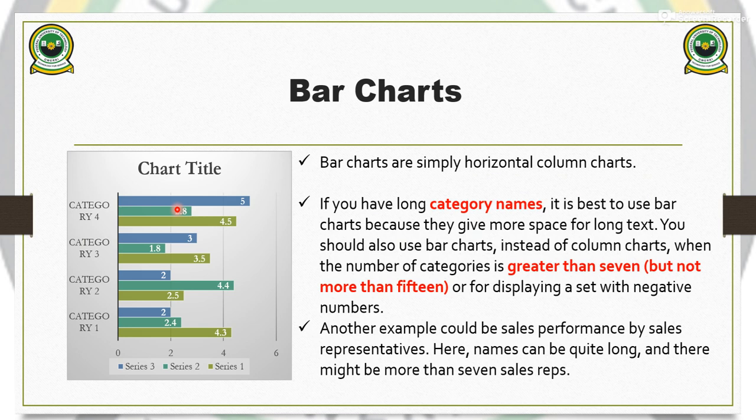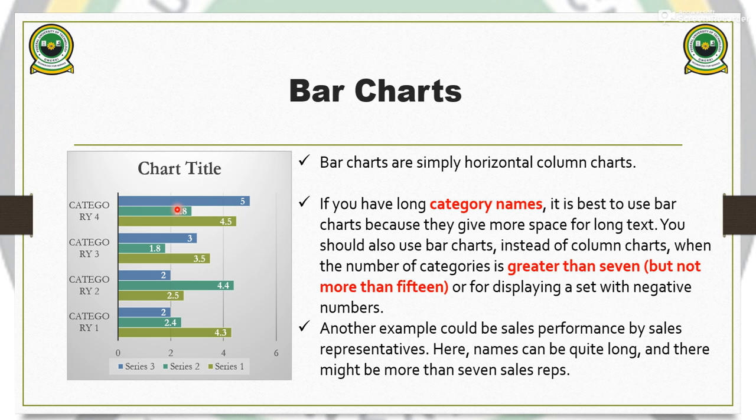Next are the bar charts, and bar charts are simply horizontal column charts. That's one of the differences between bar charts and column charts. If you have long category names, it is best to use bar charts because they give more space for long text. You should also use bar charts instead of column charts when the number of categories is greater than 7 but not more than 15.